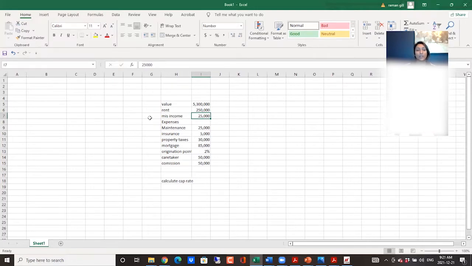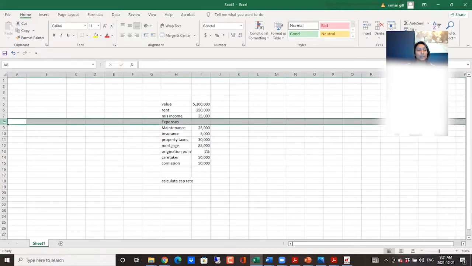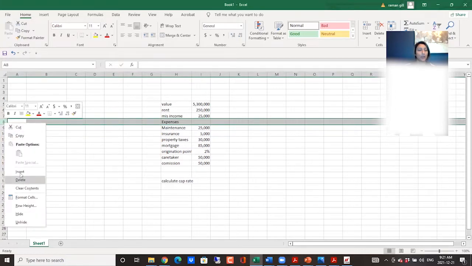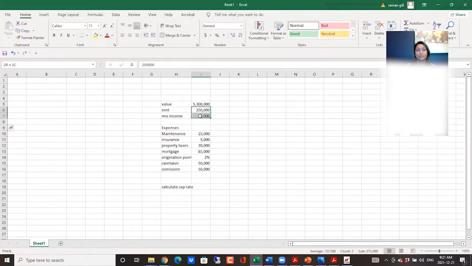So that would be all our miscellaneous income from other sources. So that's our income. Here, the first step would be to take a look at what our total income is. The total income from the two sources, our potential gross income, is 275,000. So that's our PGI, potential gross income. Now we have to look at the expenses.